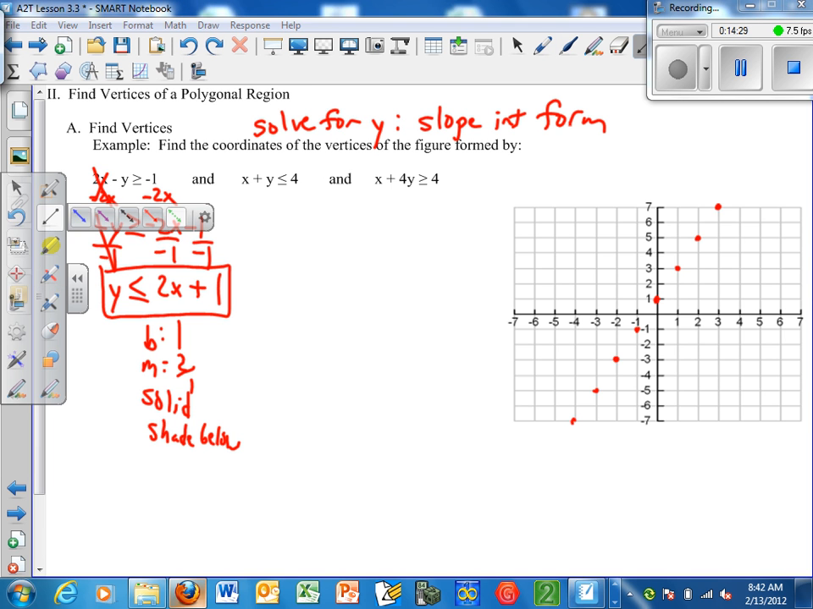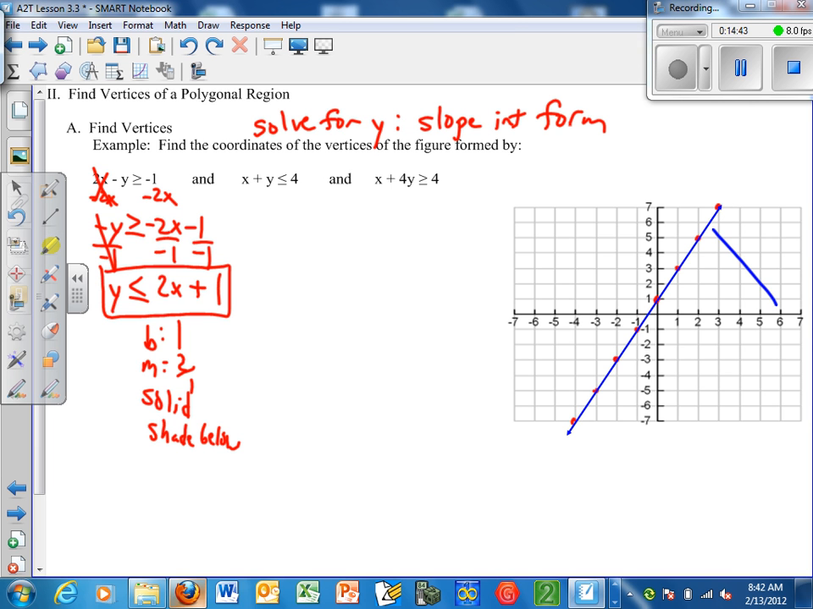So let me grab the line. I'll make it blue. So we're like that. And we're going to shade below. So below that line, because the line's blue, just realize we're over here right now.